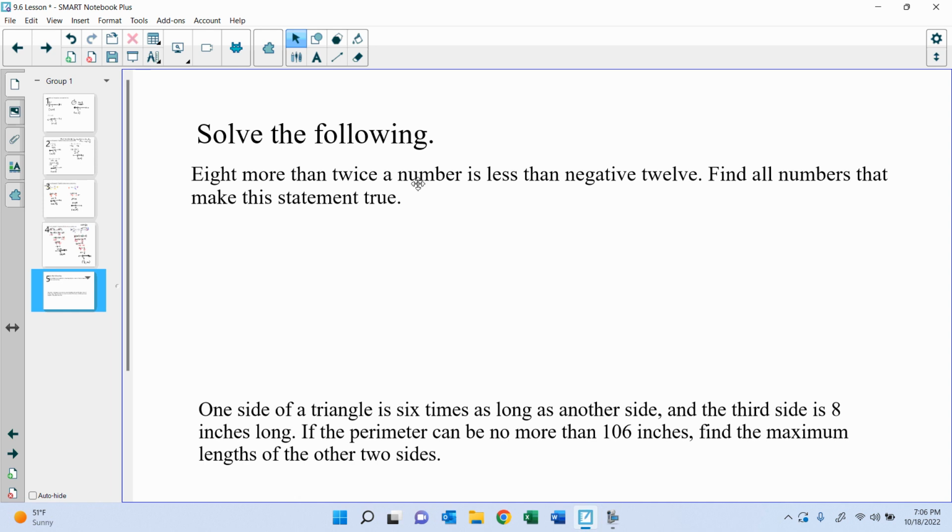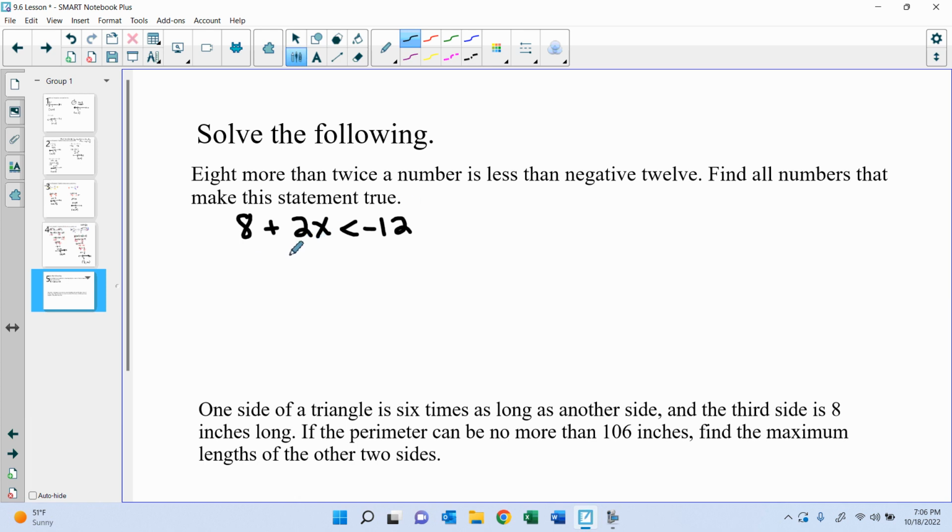8 more than twice a number. So 8 more than twice a number, we use x for the number, is less than negative 12. So super simple to set up. We just basically go left to right and write that one down for this one.